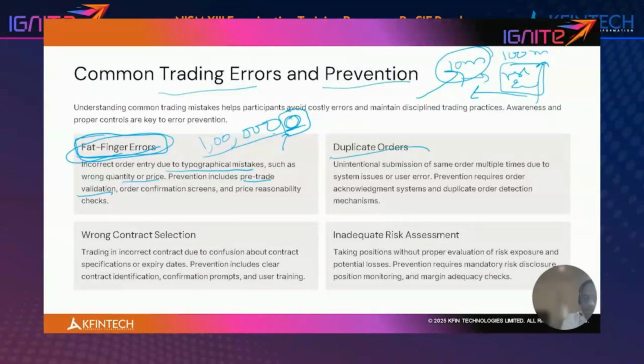Duplicate orders, the unintentional submission of the same order. Suppose you press the enter key twice. The system should be smart enough to understand that this is a duplicate order.